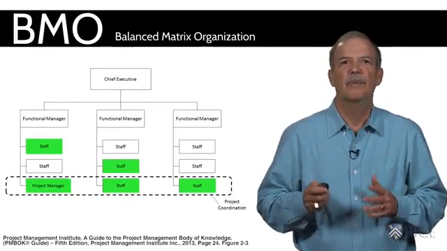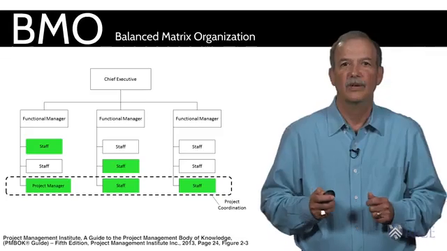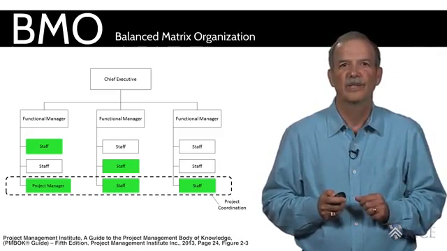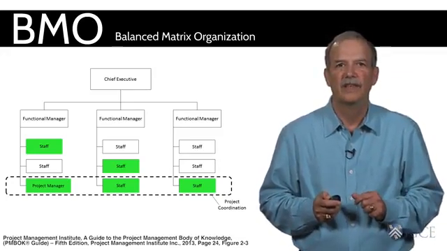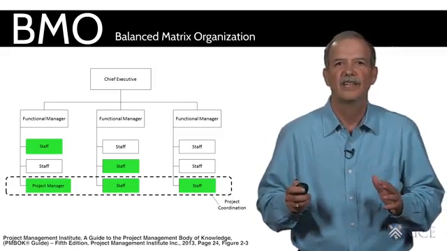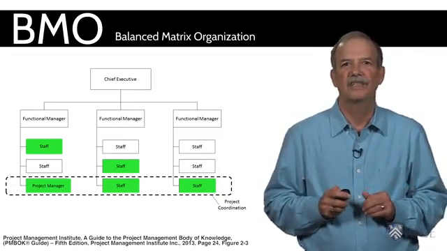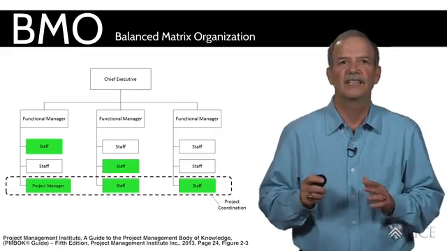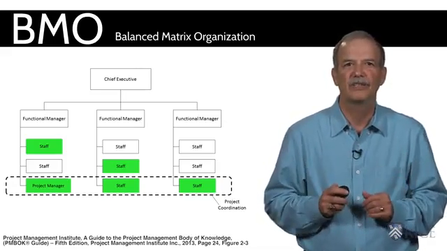Next up is the balanced matrix organization. In the balanced matrix approach, there is a project manager. The project coordinator from the weak matrix organization has been elevated to full project manager and given more responsibility. In this approach, the organization recognizes the need for increased coordination. However, the ultimate budget, schedule, and resource control is still maintained at the functional manager level. The project manager typically has some control over the day-to-day operations and basic technical decisions made on the project.